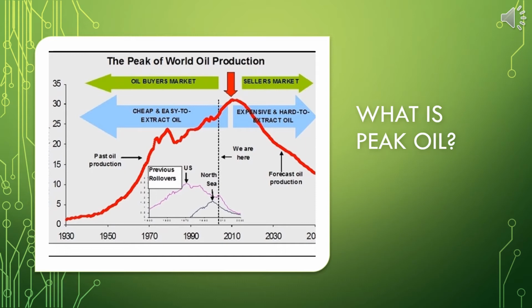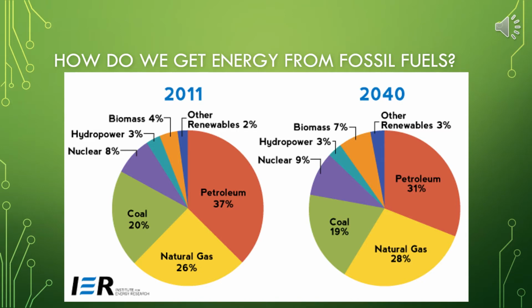But we're reaching the point where it's going to be very difficult to find new, proven reserves of petroleum, coal, and natural gas. So how do we use our energy resources? Particularly, how do we use fossil fuels? This graph compares energy resources from 2011 to 2040. As of 2011, over 75% of our energy resources came from fossil fuels. When you add in nuclear power, we're talking almost 85 to 90% of our resources are coming from things that we're going to run out of.